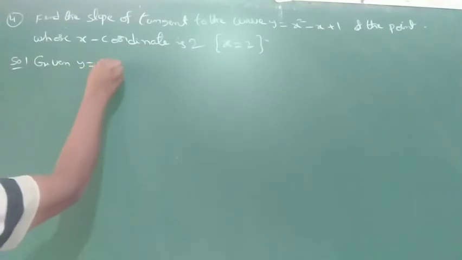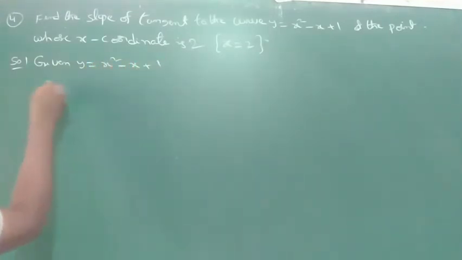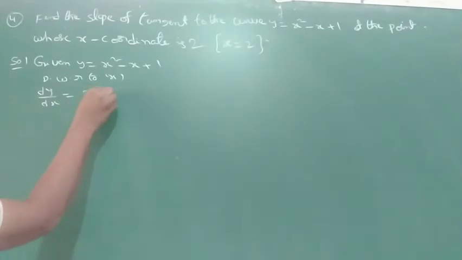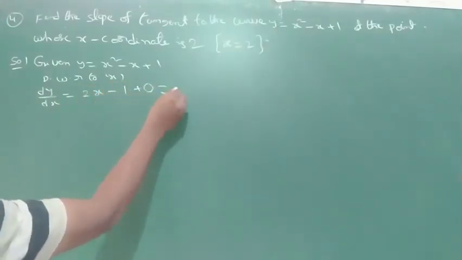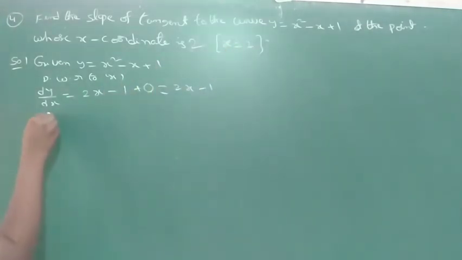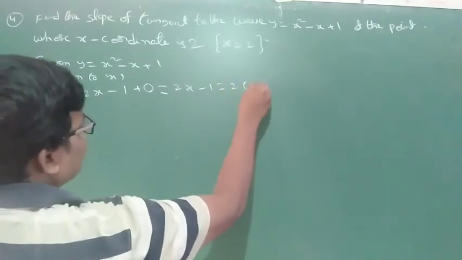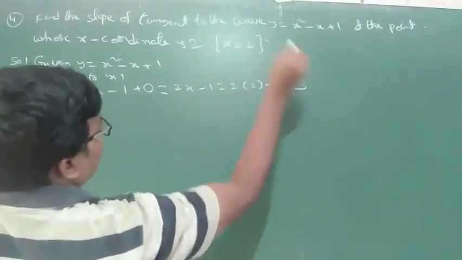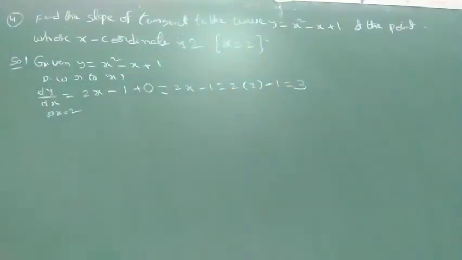Given y is equal to x square minus x plus 1, take the derivative with respect to x. dy by dx: the derivative of x square is 2x, of x is 1, of 1 is 0, so 2x minus 1. At x is equal to 2, substitute: 4 minus 1 is equal to 3. So the slope of the tangent to the curve is 3. Next one.